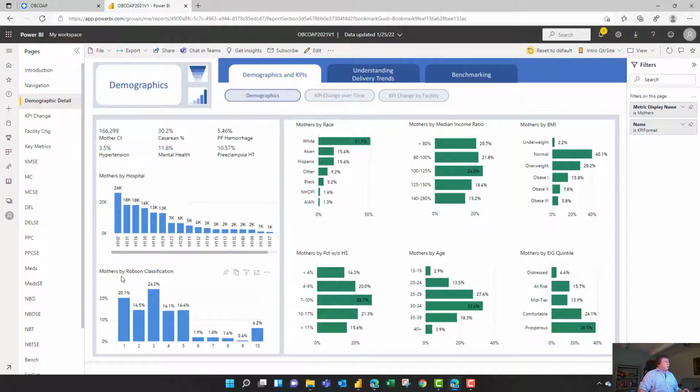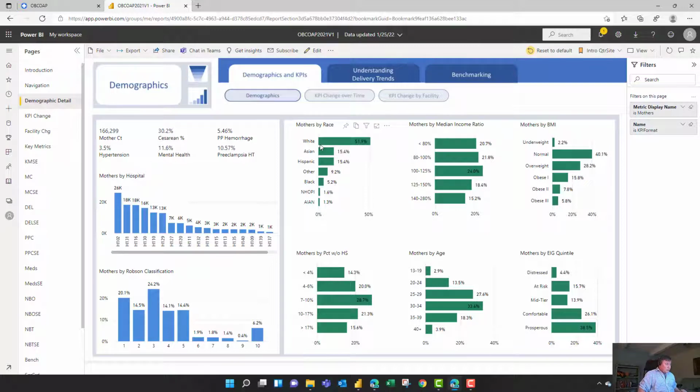Then we have the percentage by Robson classification, so we're using the 10 count here instead of the 12 count. And then we have the demographic variables: race, median income ratio, BMI, percentage without high school, by age bucket, and by EIG quintile, which looks at zip codes and classifies them from distressed, at-risk, mid-tier to comfortable and prosperous. This is super interesting just to spend time with and look at the differences in the populations.